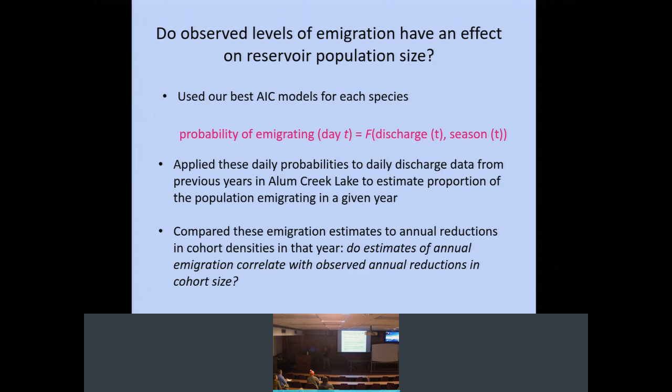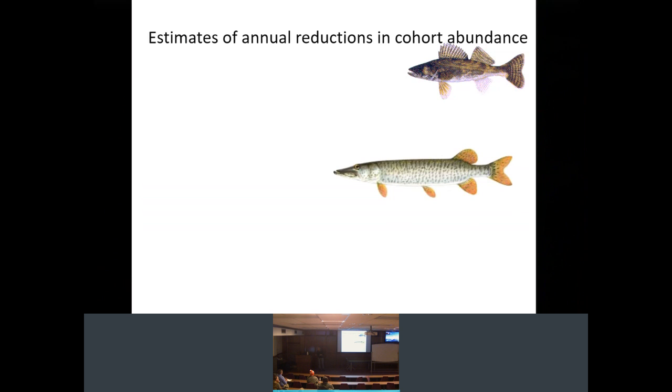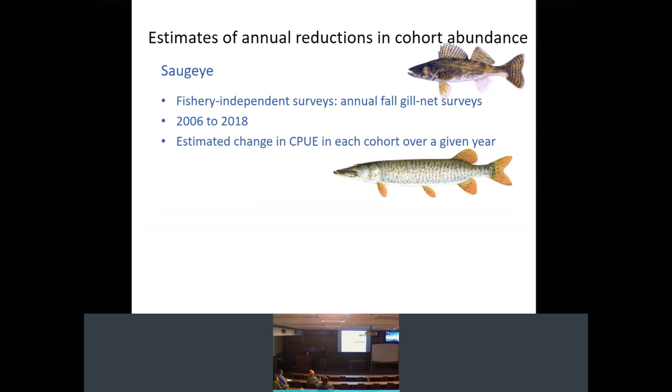So if you're following a cohort through time, it declines, right, a survivorship curve. And so what we did was take this annual increment of decline of each cohort and relate that to our estimates of emigration proportions based on discharge and season. Sum that up for a year, and then asked whether these two things were correlated. The estimates of annual reductions in cohort abundance for sauger, these are fishery independent surveys, annual gillnet fall surveys. We had data from 2006 to 2018. So we estimated the change in catch per unit effort in each cohort in each year that they were in the system. Okay, so that's nice.